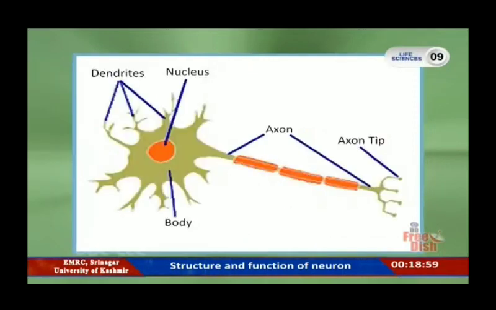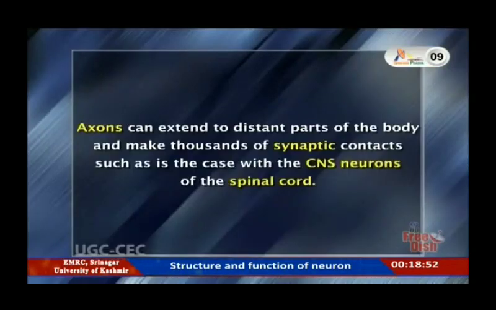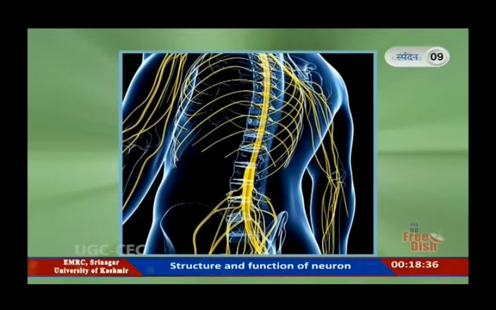Most neurons possess an axon, which is a long protrusion from the cell body, or soma, of the neuron to the synapse. Axons can extend to distant parts of the body and make thousands of synaptic contacts, such as is the case with the central nervous system neurons of the spinal cord. Axons frequently travel through the body in bundles called nerves.